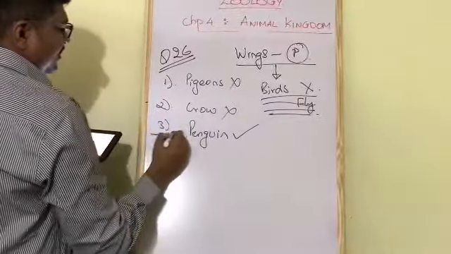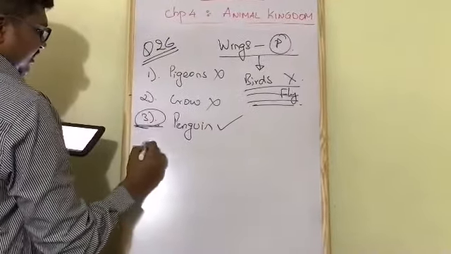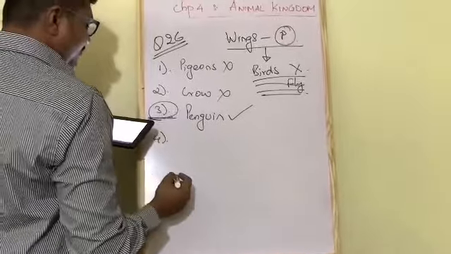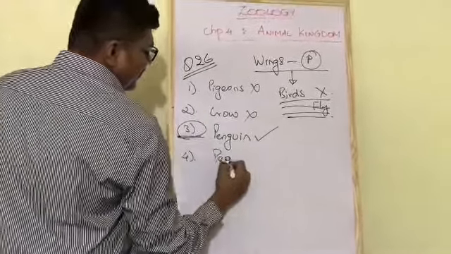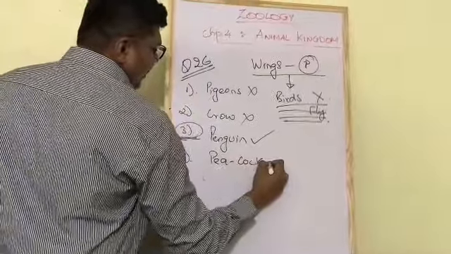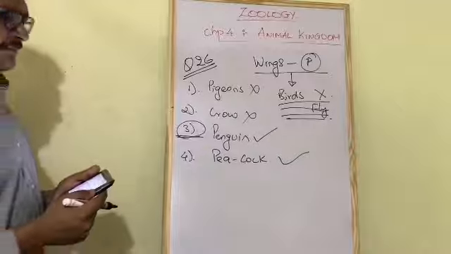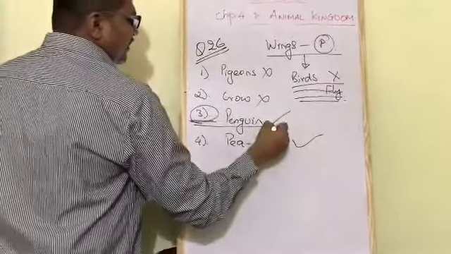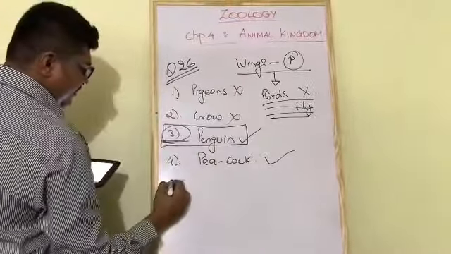So that means question number 26, option number 3 is the correct answer. Let's go for option number 4 as well. Option number 4 is Pavo cristatus, and Pavo cristatus is nothing but peacock. And we know that peacocks seldom fly, but they do fly. Okay. So question number 26, flightless bird is penguin. Please remember, wings are present.